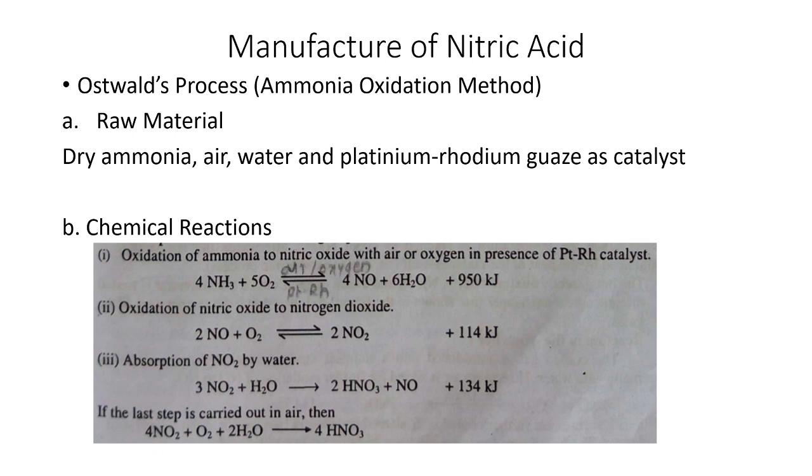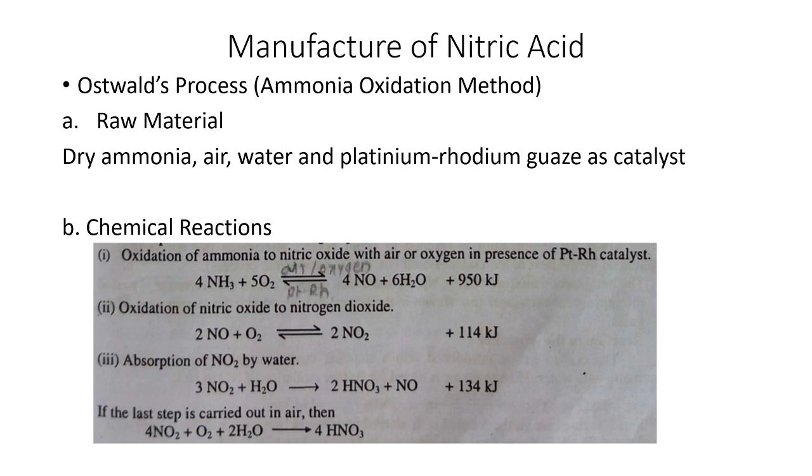The name itself indicates ammonia oxidation method, means here you need dry ammonia. Then the second raw material is air, that is the supply of oxygen. Third is water, because I told you at the last step you have to hydrolyze the nitrogen oxide. And for this conversion you need a catalyst, that is platinum rhodium gauze as a catalyst.